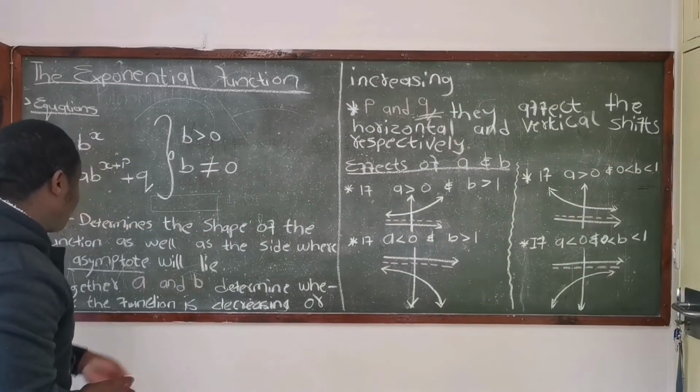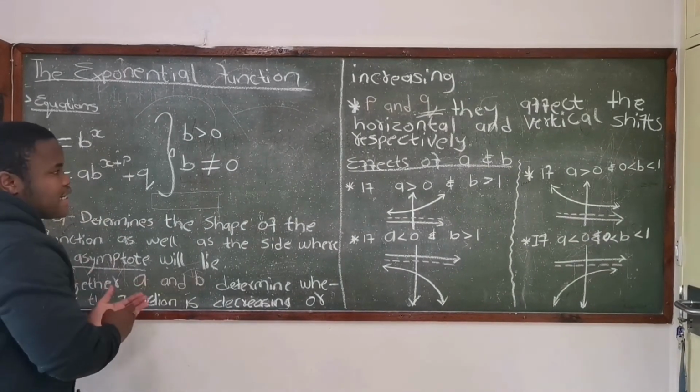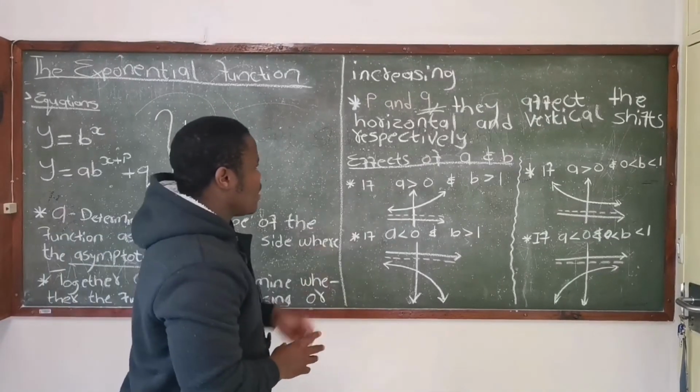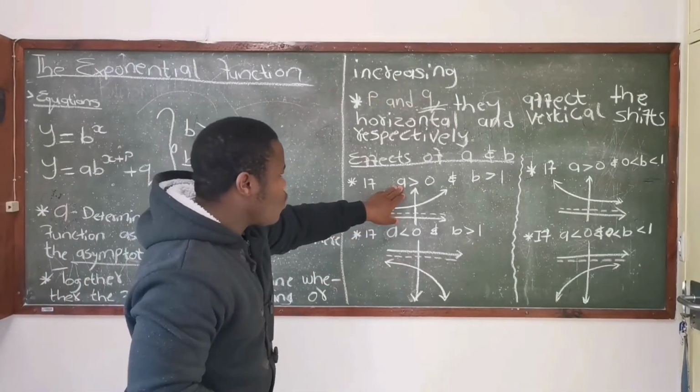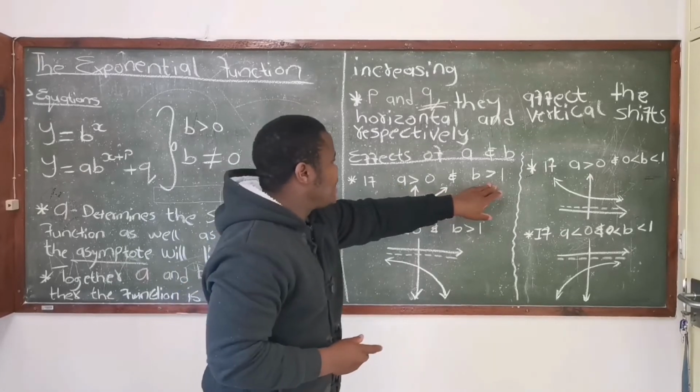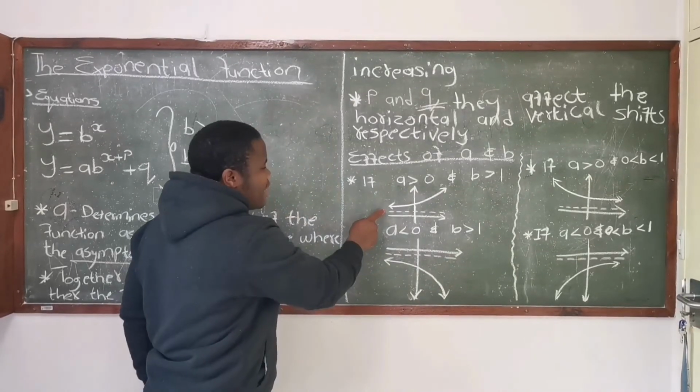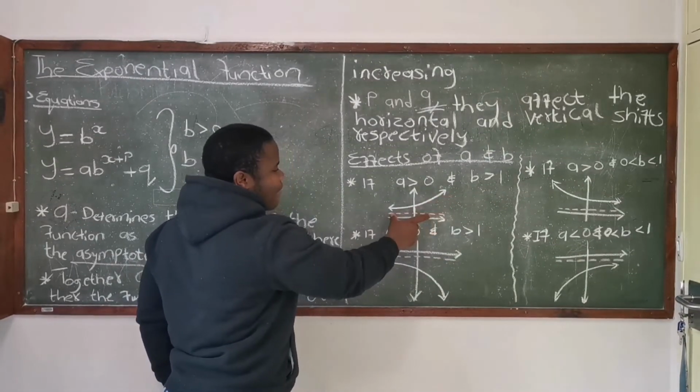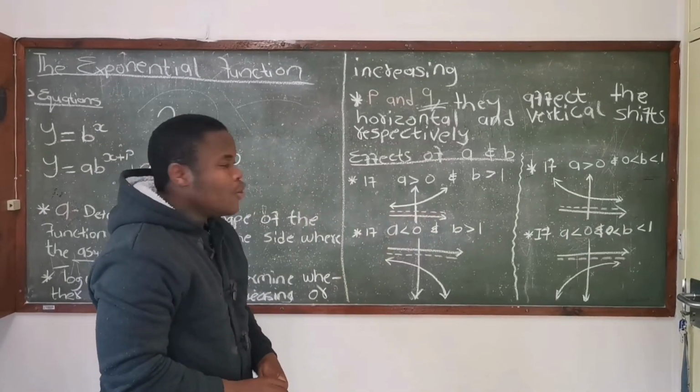So we're looking at the effect of a and b, whether the function is decreasing or increasing. Let's start here. If a is greater than 0 in your equation and b is greater than 1, your function will be increasing and it will lie above the asymptote. You must know this.